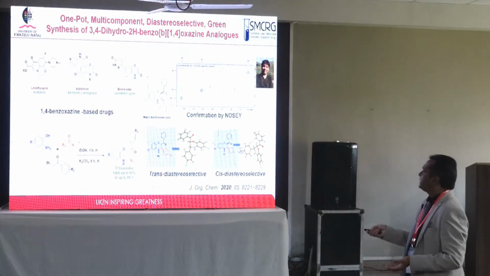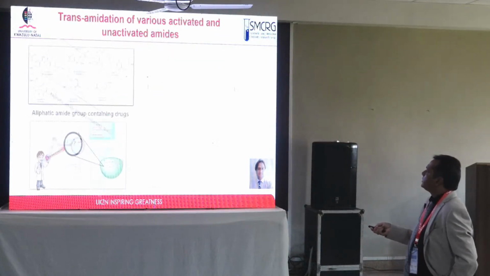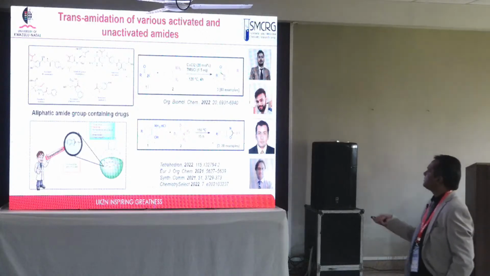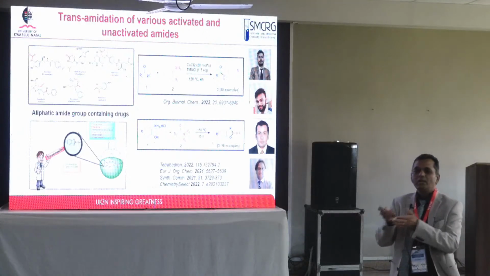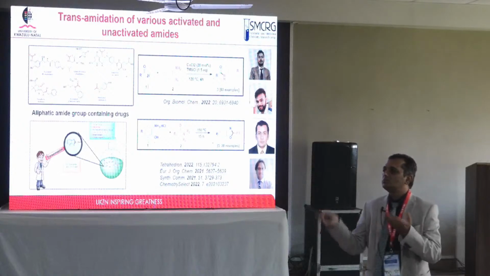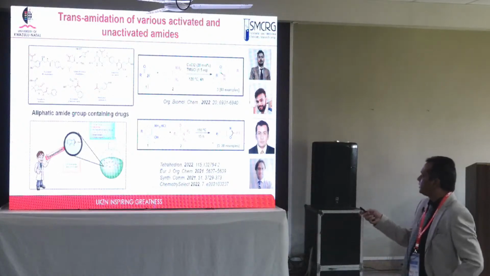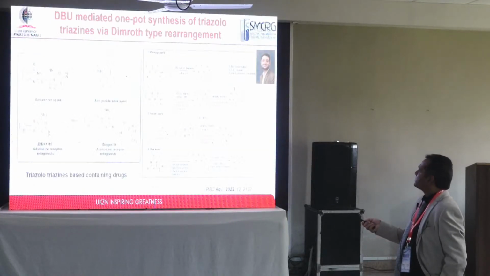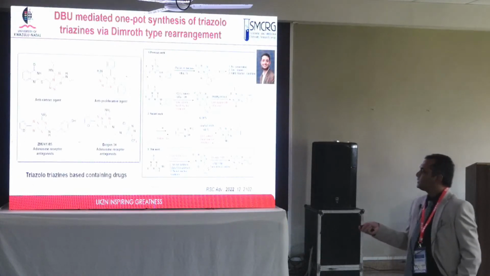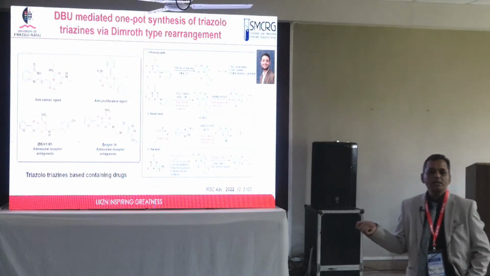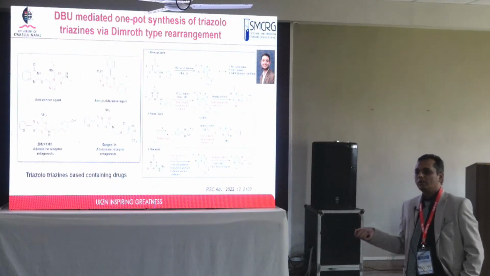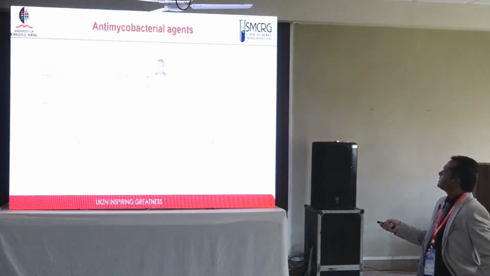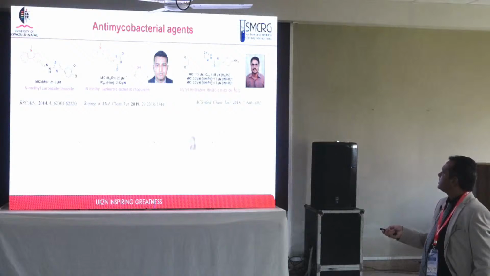Going further, just quickly, we also did some work on transamidation. Very recently, we published transamidation work where breaking the amide bond, and doing some substitution, is very difficult, so we did this kind of work. Then we did some DBU reactions here with triazole-triazines, and these have shown excellent anti-malarial activity, which we have built. Further on, as I said, I'm a medicinal chemist.